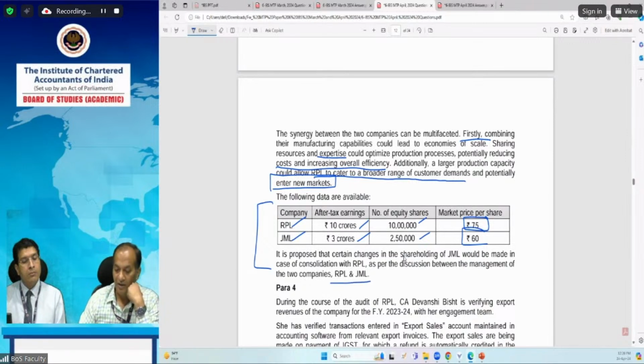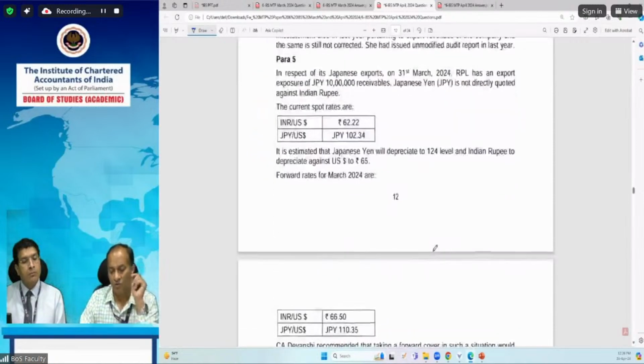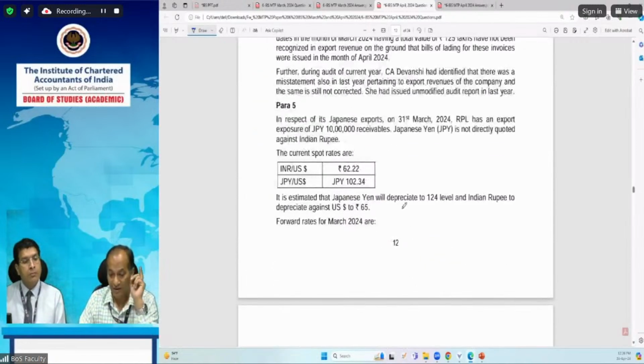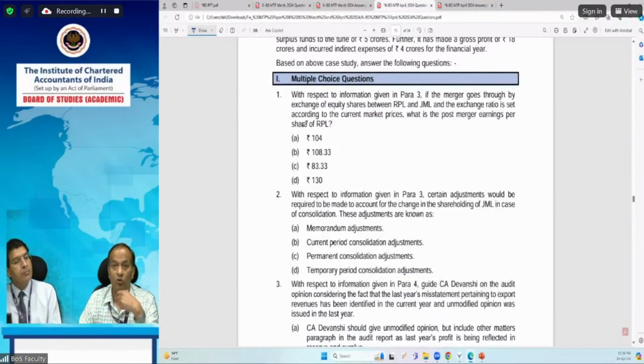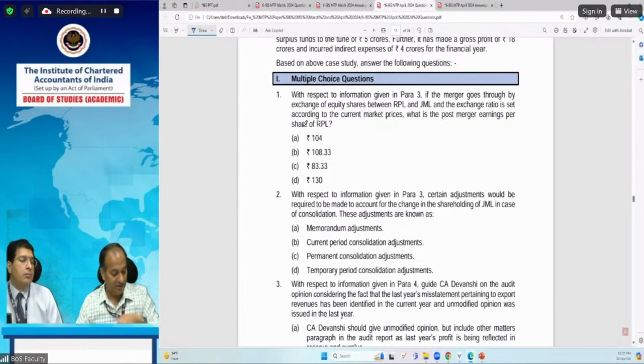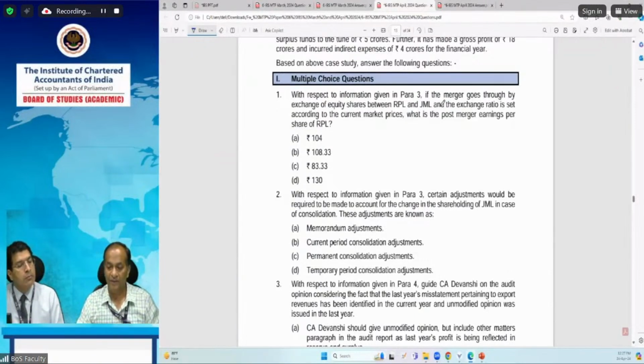Some other issues are there, but so far as AFM is concerned, there are two MCQs here, and there is another para 5 on which another MCQ is based. First I am taking the first MCQ, then I will come to the next one. This MCQ says: with respect to the information given in para 3, if the merger goes through by exchange of equity shares between RPL and JML, the exchange ratio is set according to the current market price.